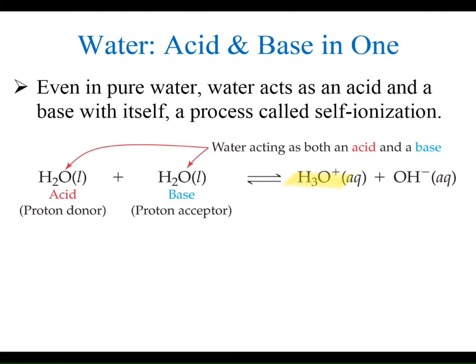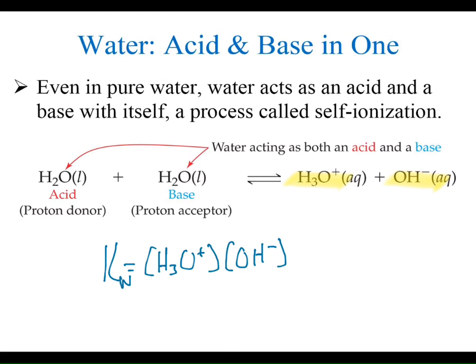This concentration is about 1 times 10 to the negative 7th, and this concentration is about 1 times 10 to the negative 7th. So if I was going to write a K for this, well, it would be the concentration of hydronium times hydroxide over nothing, since the 2 waters are both liquid. So it'd just be the concentration of hydronium times the concentration of hydroxide. We give this K a special name. We call it the KW for water.